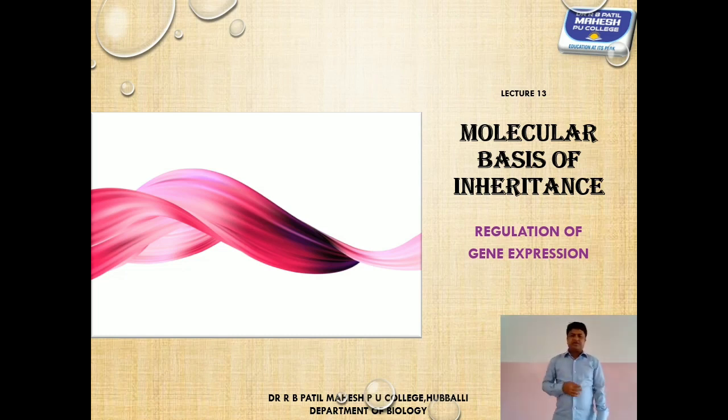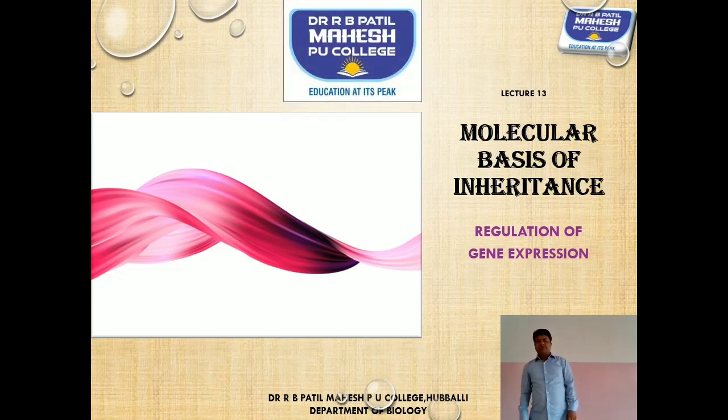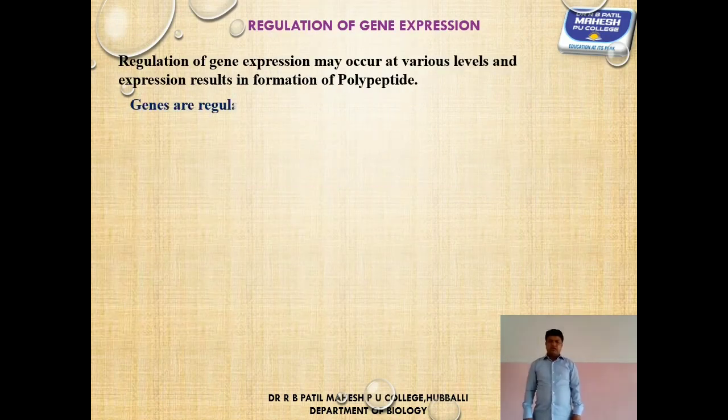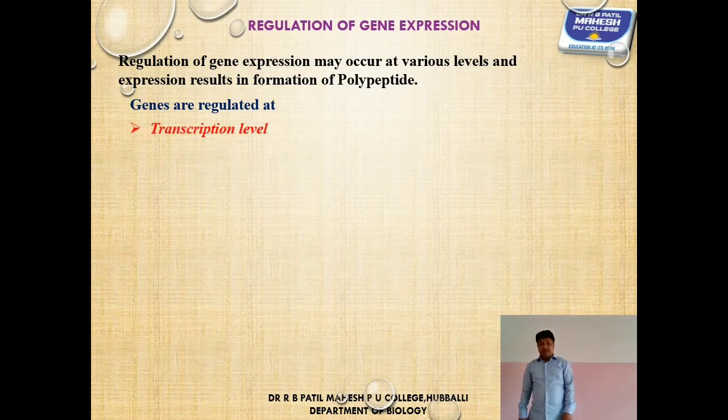And the regulation in living organisms differs from prokaryotes to eukaryotes. In case of eukaryotes, the regulation of genes occurs at 4 levels. One is the transcriptional level, at the time of formation of mRNA or heterogeneous RNA, or we call it the primary transcript. Second one, splicing level.